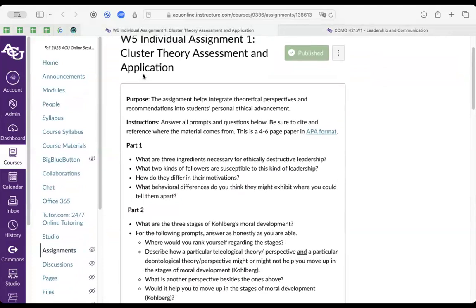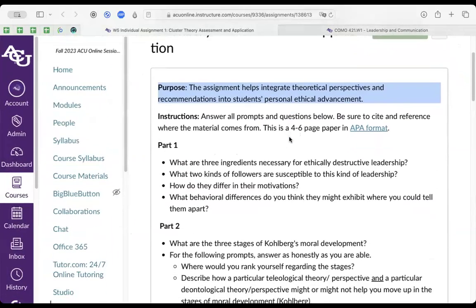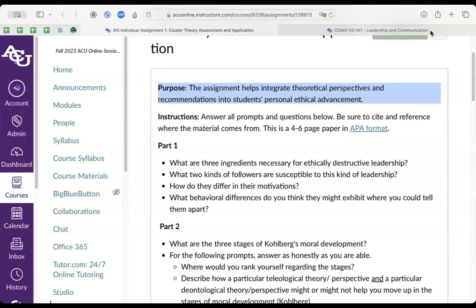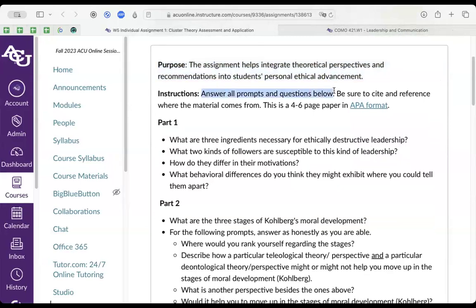Now, we can see from looking at the instructions, it says cluster theory assessment. And our preamble here, when it's discussing the purpose, says this is designed to integrate theoretical perspectives and recommendations. Okay, so if we look through these instructions, we'll see a few things that are fairly straightforward. Answer all prompts and questions below.